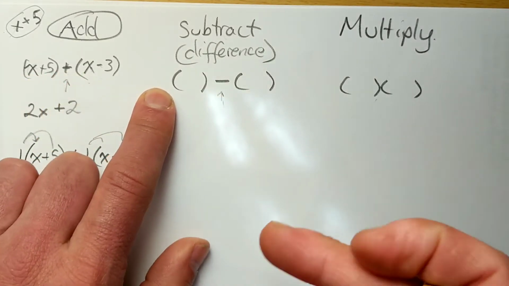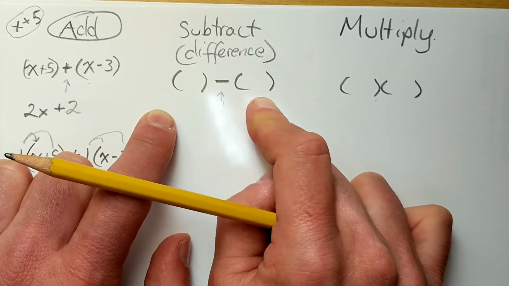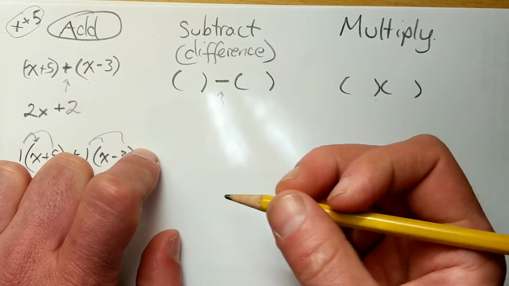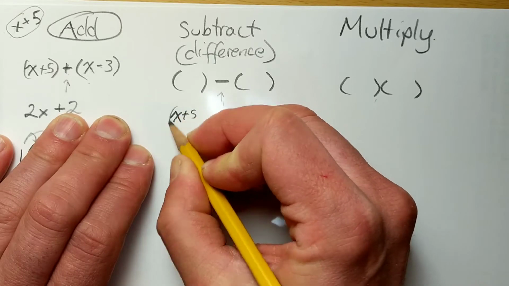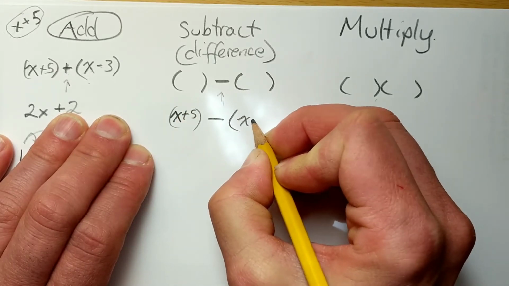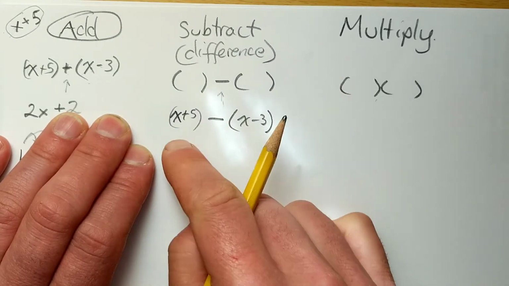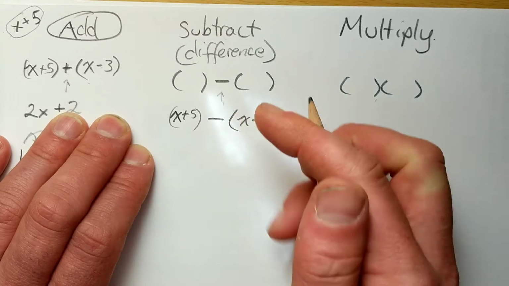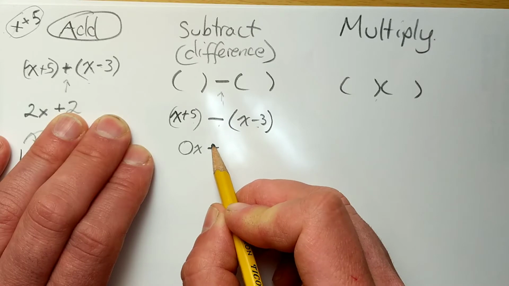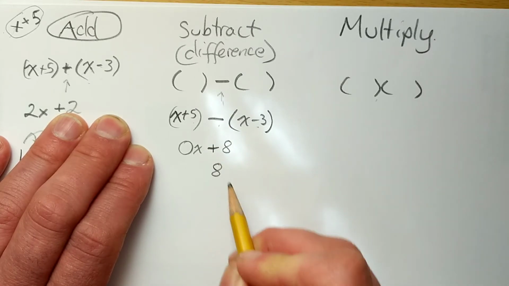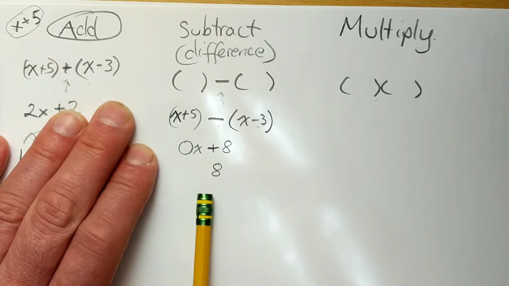When you're subtracting, it's pretty much the same as adding, except the second polynomial is going to be taken away. There's different ways of looking at that, but let's put in our numbers here again. We're doing x plus 5 minus x minus 3. And one way people do it is in their heads. They say x, take away x, 0x. 5 take away negative 3 is actually 8. The answer is 8. The x's went away.